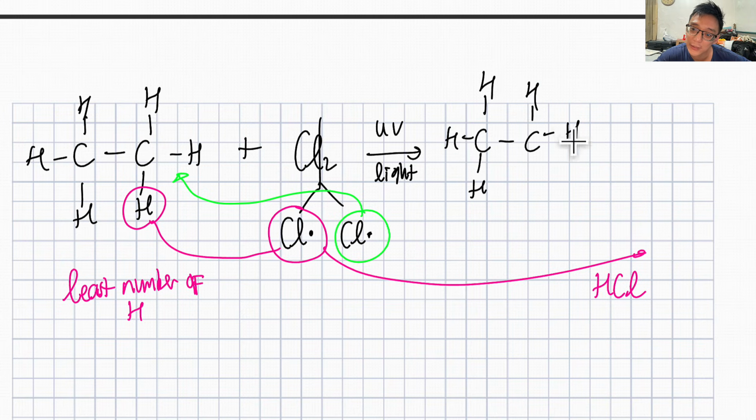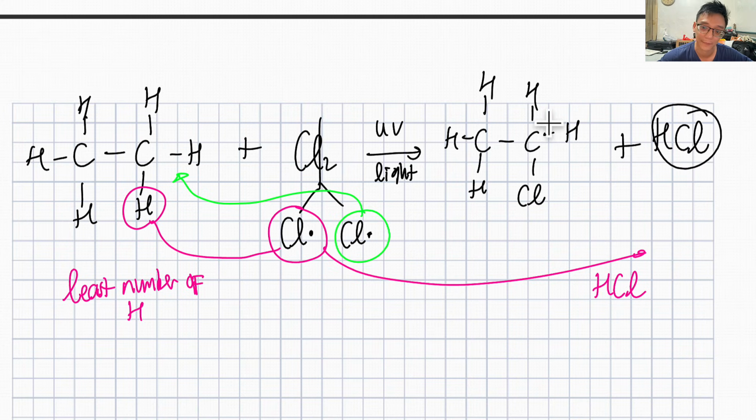So the final product is almost the same as ethane, except it has one Cl here, and it will also produce a byproduct of hydrochloric acid. Here, this ethane contains Cl as the branch, and we call it a chloro branch. That is why we call it chloroethane. Cl as a branch, we call it chloro.